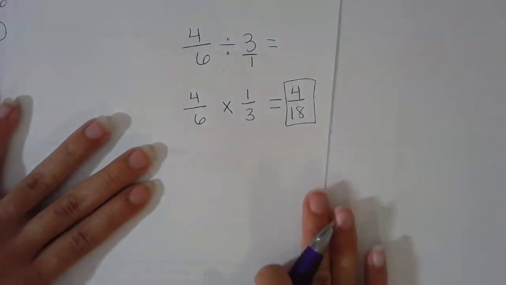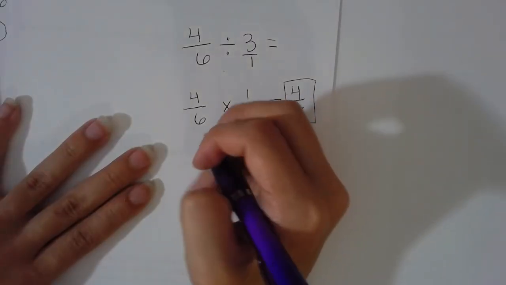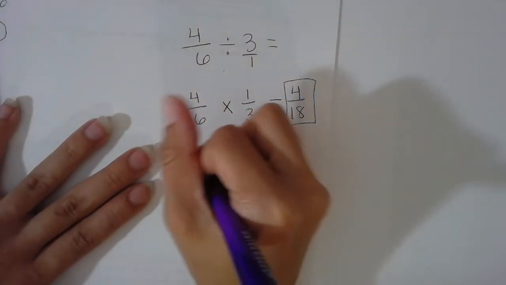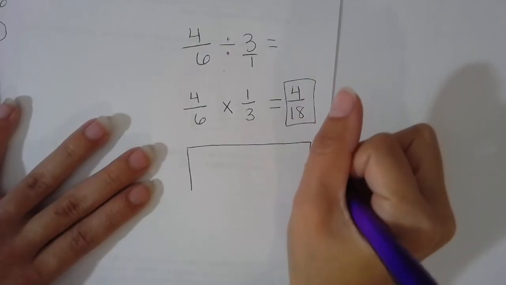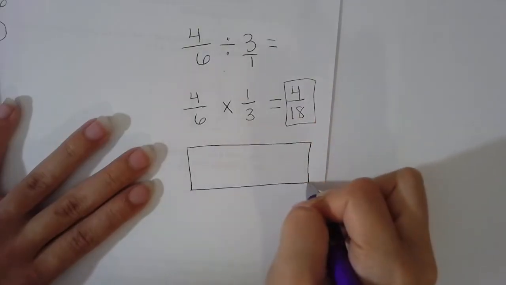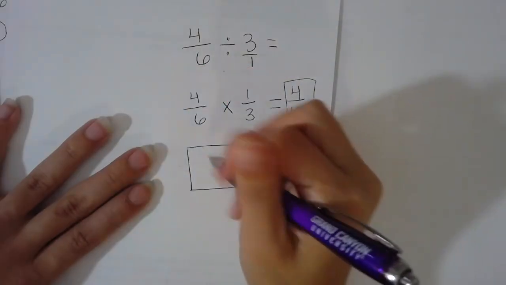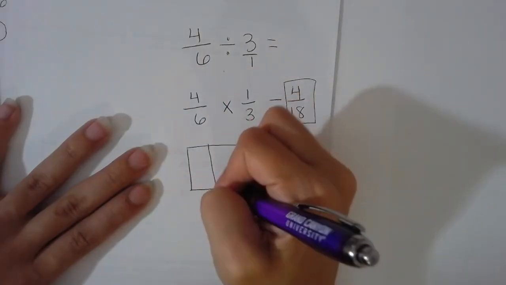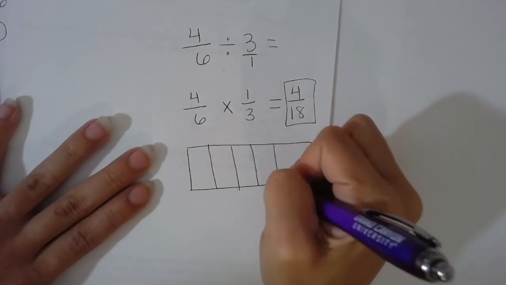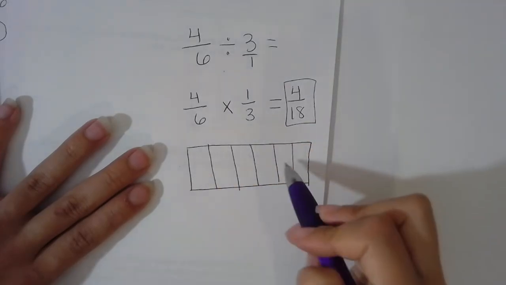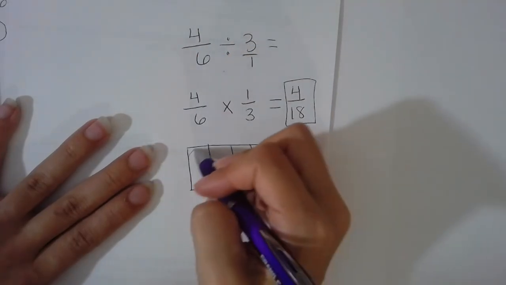We can also solve this problem using a model. So we are going to create this model. Again, an area model, or we can call it a tape diagram. The first thing that we need to represent is the 4/6. So I'm going to create 4/6. I have 6 sections. I'm shading in 4 of them.